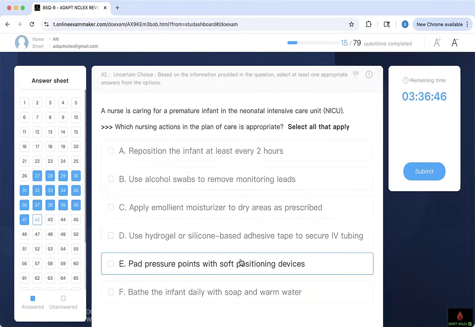And this is caring for a premature infant in the neonatal intensive care unit. Which nursing action in the plan of care is appropriate? We have a premature infant. It's basic care and comfort, therefore related to comfort and basic care.